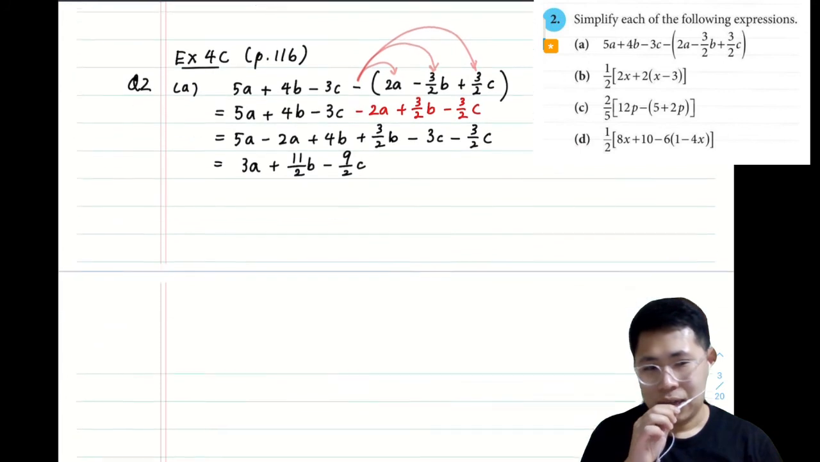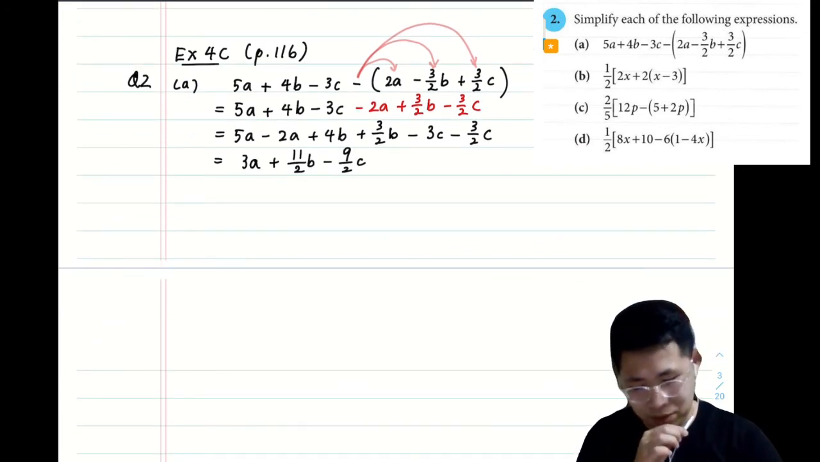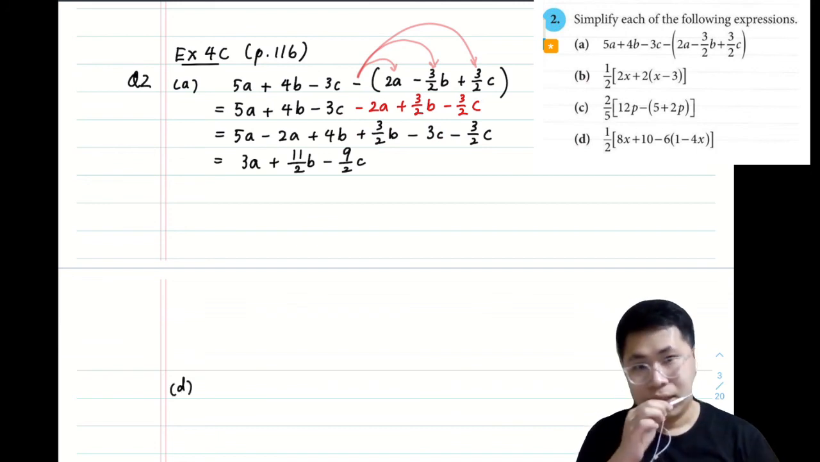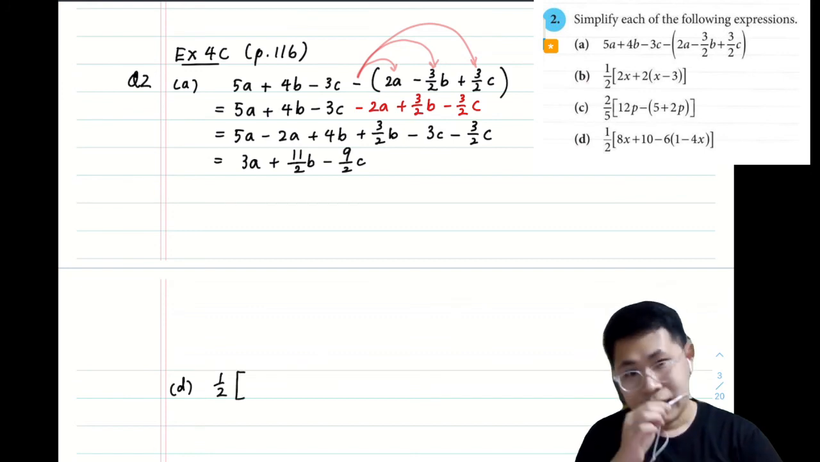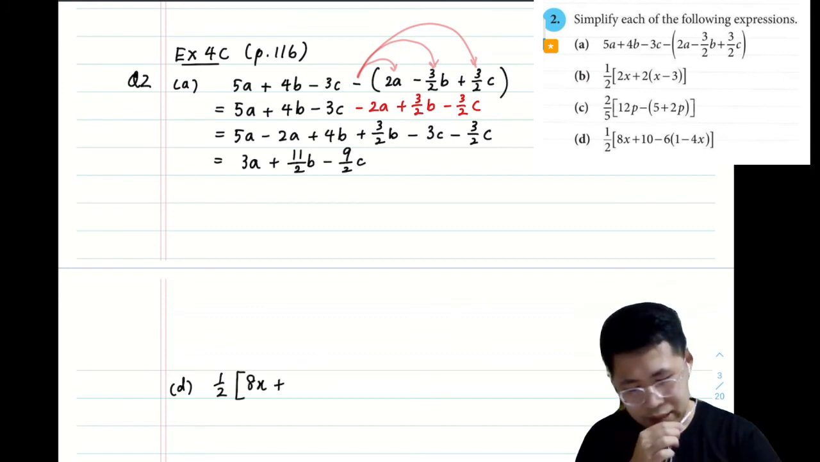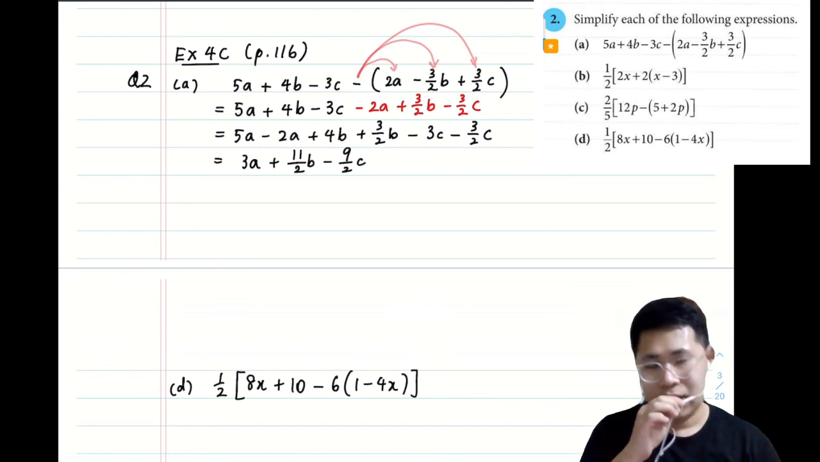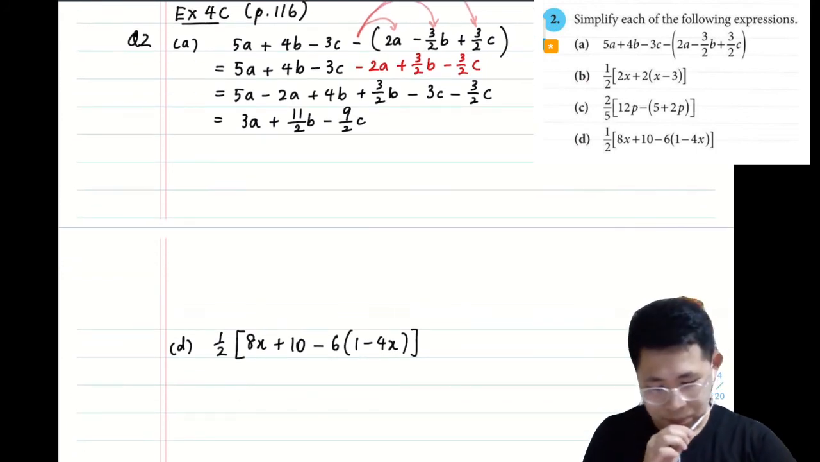Okay, last but not least, our very last question of the day, part D. We have our half times the entire thing of 8x plus 10 minus 6 times 1 minus 4x. So yes, try to understand and read it in English first. Then you try to decode it.